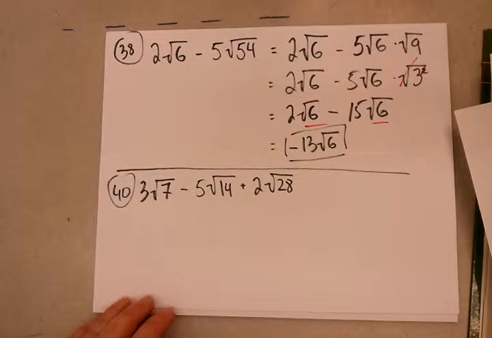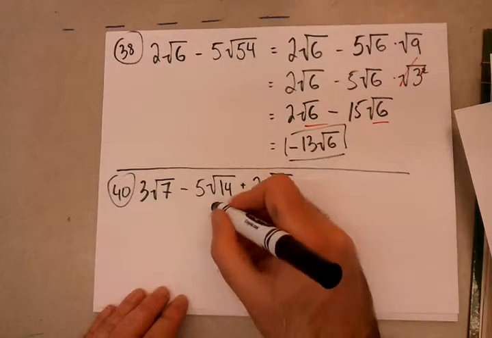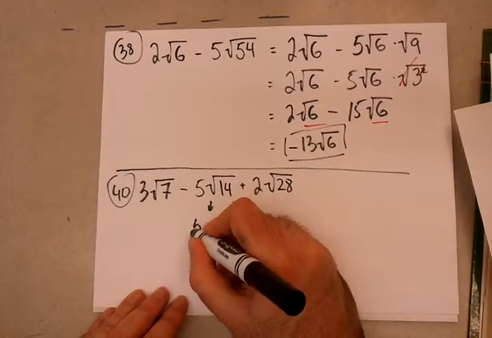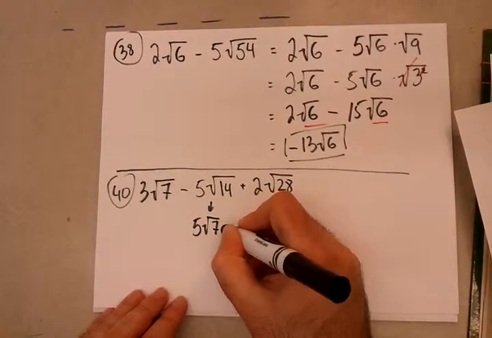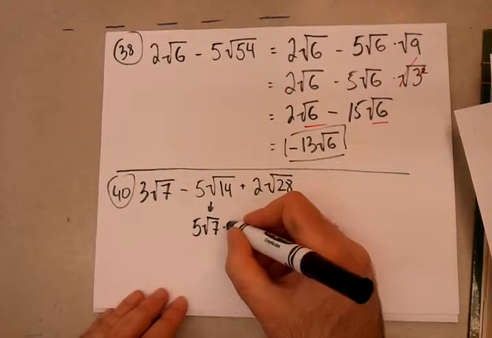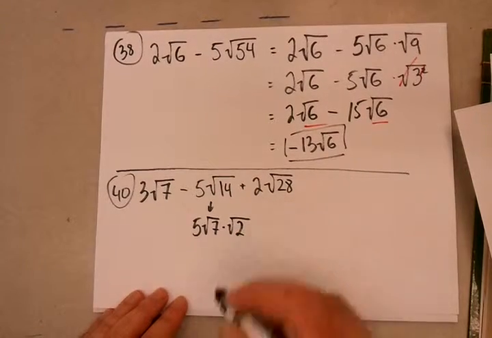So the 5 root 14, 14 is a product of 2 times 7. Well, neither the 2 nor the 7 are perfect squares, so we won't be able to get anything out of there. But let's write them down separately and see what we get. So I can write this down as 5 root 7 times root 2.